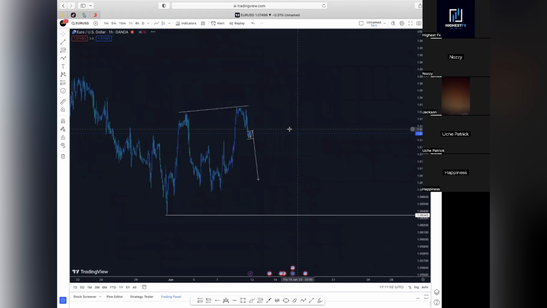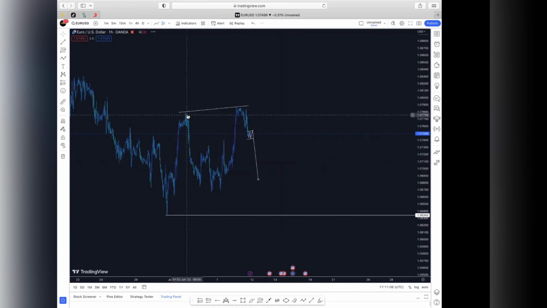So when you are trading Euro USD next week, try to always keep your mind on a little sell bias, because we swept this high, and on the daily, we also swept a significant high.